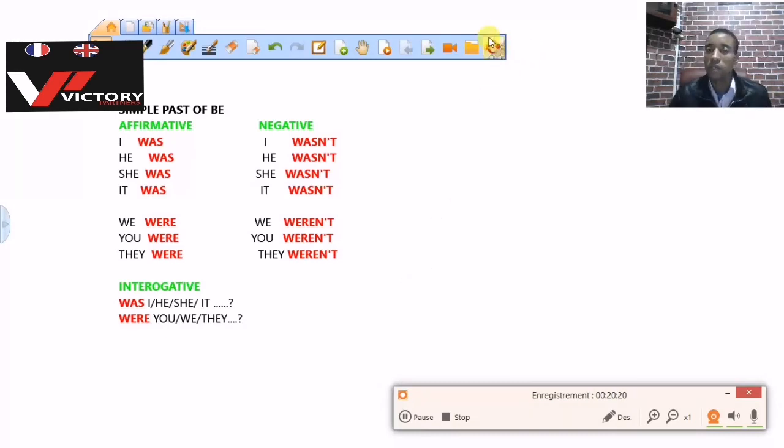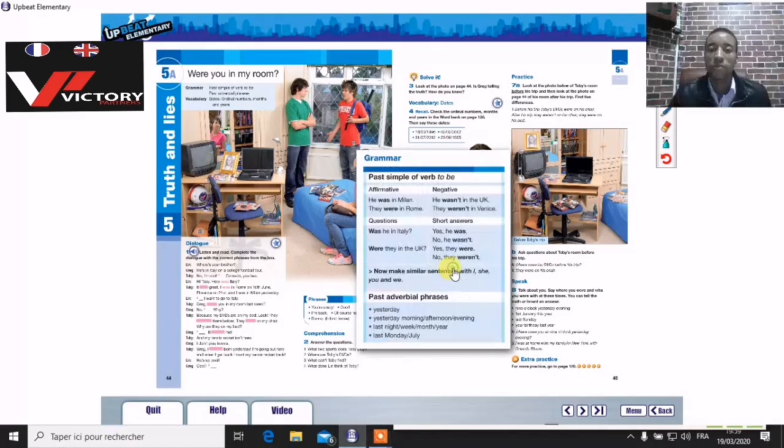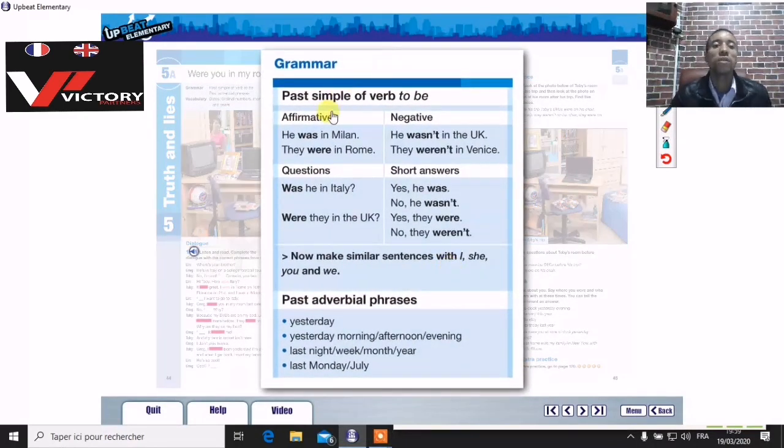Alright, so we go and see some examples that are taken from the dialogue. So these are the examples that we have in the dialogue. He was in Milan, they were in Rome. The negative: he wasn't in the UK, they weren't in Venice. For the questions: was he in Italy, were they in the UK, we answer by yes or no. Yes, he was. No, he wasn't. Okay. Now you can make your sentences with I, she, you, and we.